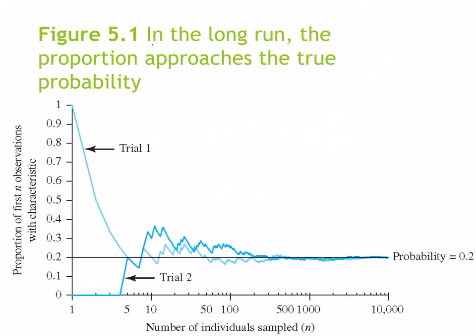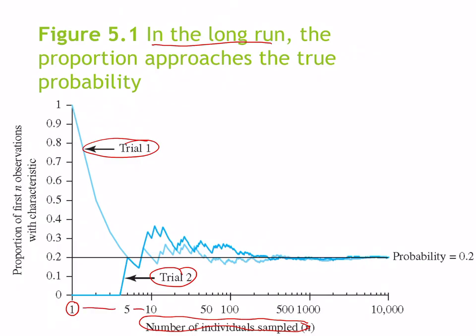So in the long run, not in the short term, the proportion approaches the true probability. Here's your trial 1 experiment, the lighter blue line, and trial 2, which is a little darker blue line. With a small number of individuals sampled at the very bottom here, so this would be 1 person, 5, 10, all the way up to 10,000, depending on which trial you are, you're going to have different proportions of n observations with the characteristics. However, over time, as you add more people to the trial, you see them all start floating to that probability of 20%.